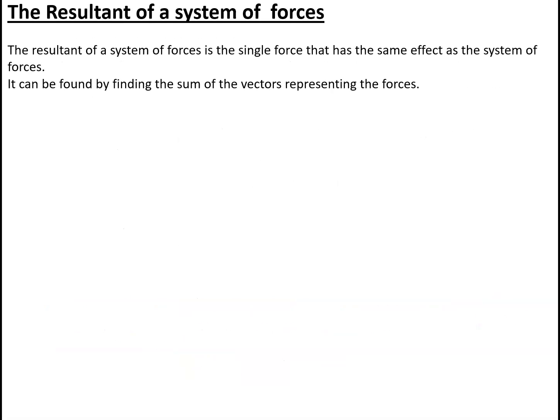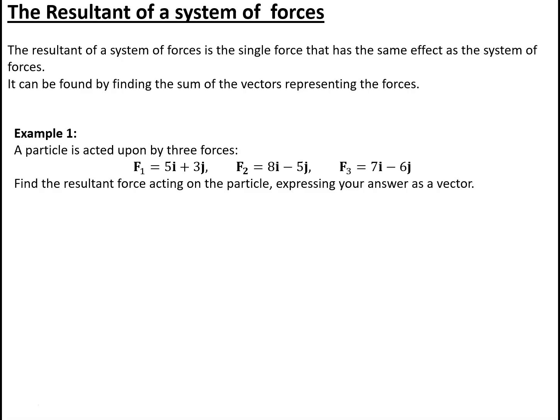We've already observed the fact that the resultant of a system of forces is the single force that has the same effect as the system of forces, and that the resultant force can be found by calculating the sum of the vectors representing the forces. So, if we have a particle that is acted upon by three forces, F1, which is 5i plus 3j, F2 is 8i minus 5j, and F3 is 7i minus 6j, and we are being asked to find the resultant force acting on the particle, expressing your answer as a vector.